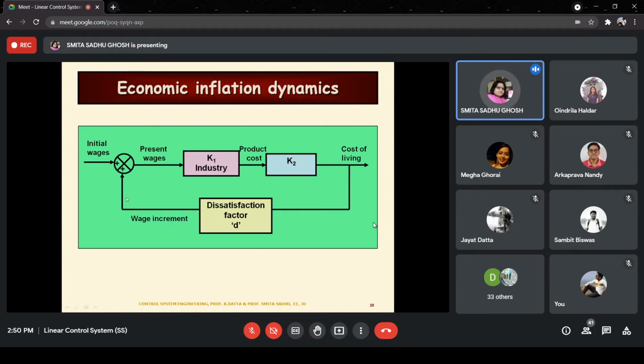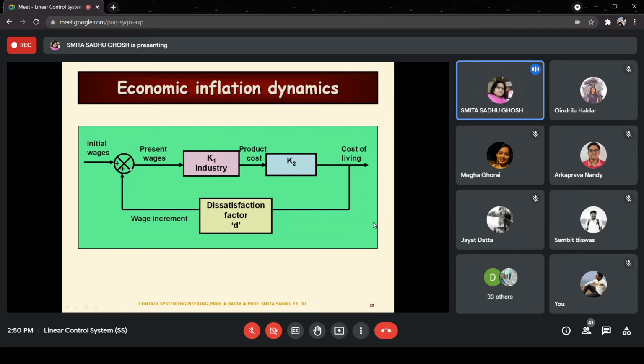So now, if the management yields to that, they will be given an increment. Given an increment means what? There were some initial wages, and say for example, their wages have increased by 20 rupees. The initial wage was 100 rupees. Now it has increased by 20 rupees. So now the present wage becomes 120 rupees.